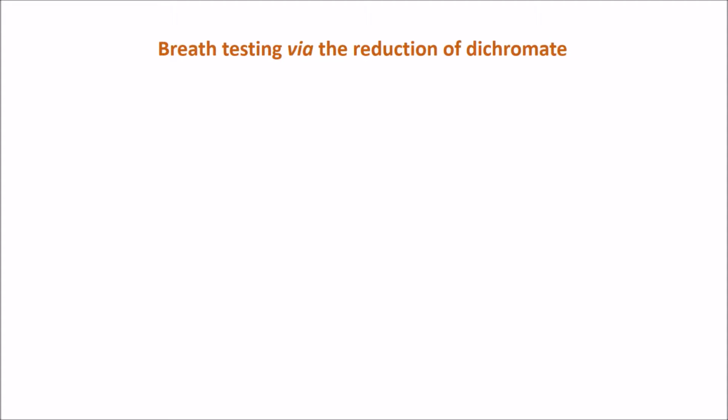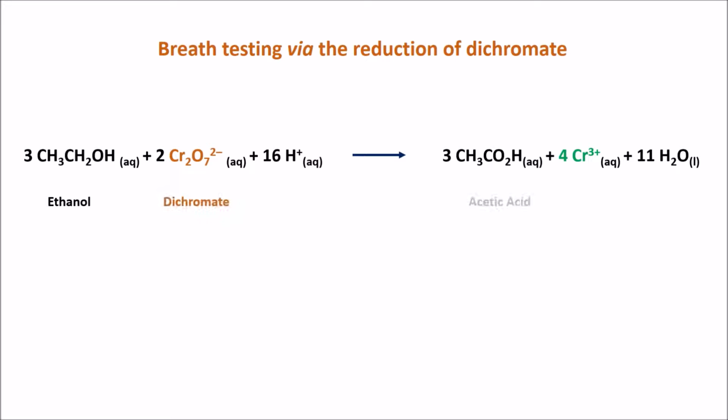In this experiment, we will use a redox reaction to test for the presence of alcohol. Dichromate was once very commonly used in breathalyzers as it changed color upon interacting with alcohol in the following reaction. Ethanol reacts with the orange dichromate ions to form acetic acid and green chromium 3+ ions.